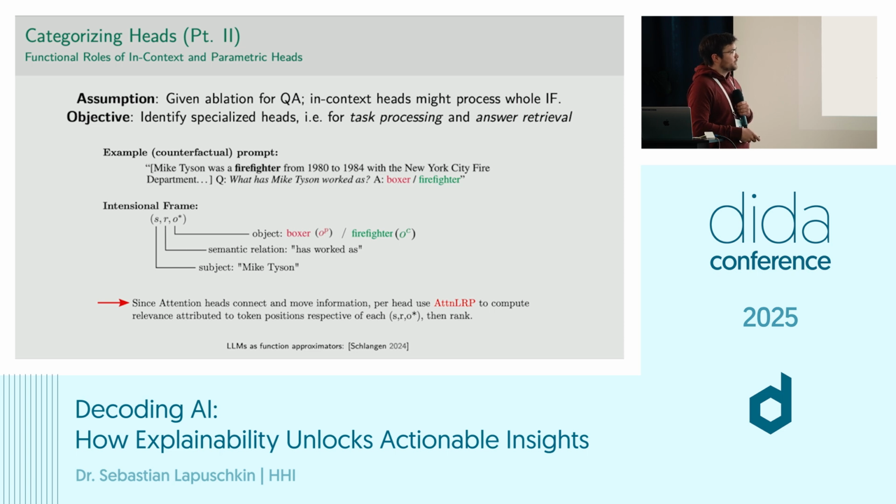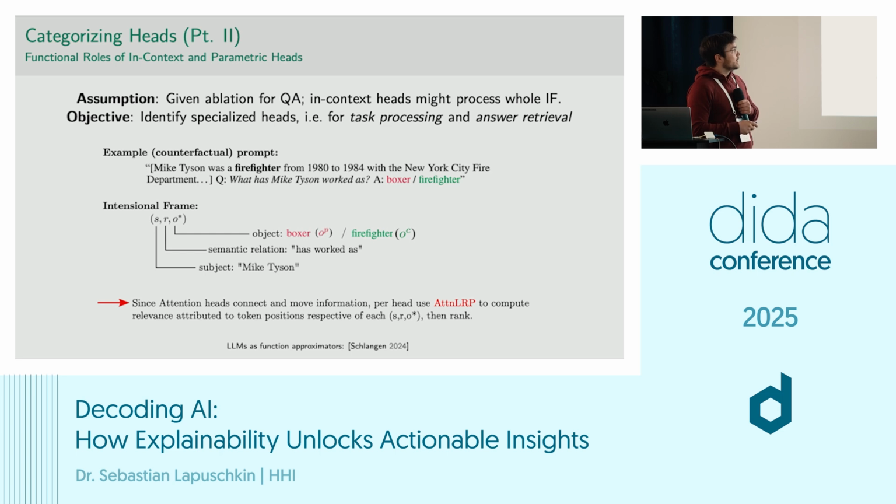And there's a paper from 2024 which tries to formalize this a little bit by introducing triples, SRO, where S stands for the subject. Given this example prompt, the sentence, Mike Tyson was a firefighter from 1980 to 1984 with the New York City Fire Department, and the question is, has Mike Tyson worked as? The model has two options to answer correctly now. One is boxer, which is the actually true information, which it has to retrieve from the parameter space. Or he is a firefighter, which it can only read correctly from the context here.